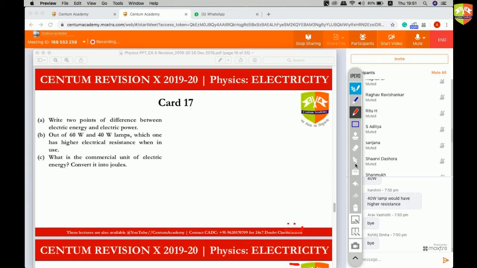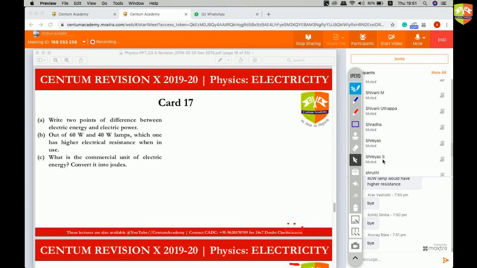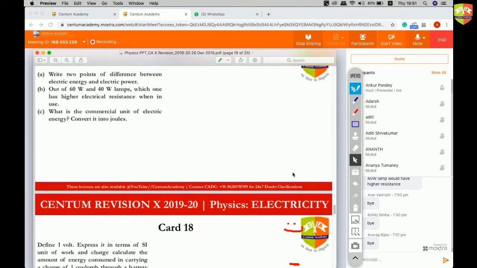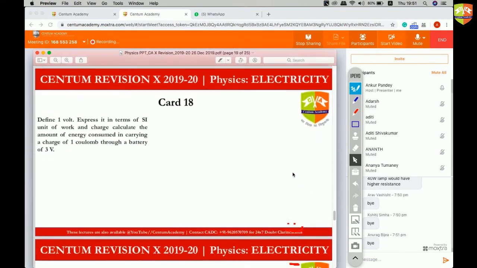Out of 60 watt and 40 watt lamp, which one has higher electrical resistance? Resistance of a designed device is measured by V square by P. So, resistance is inversely proportional to the power. The one having lower power will have a higher resistance. What is the commercial unit of electrical energy given over here? Converted into joule, already practiced.